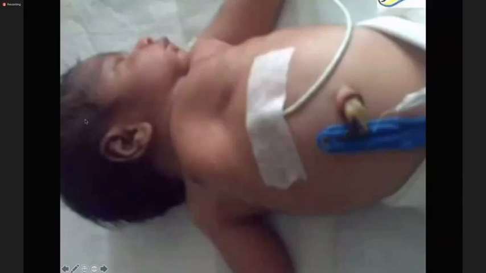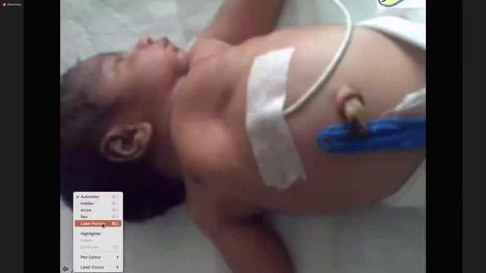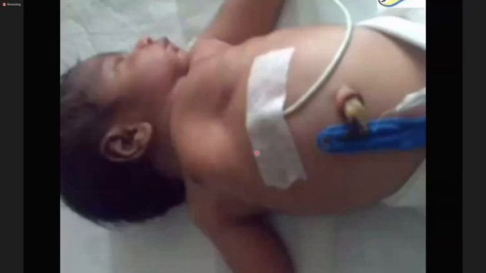Can anyone tell me what you can see on the chest? Right here, you can see a recession, right? There is chest indrawing here. Okay, let's look at the next picture.